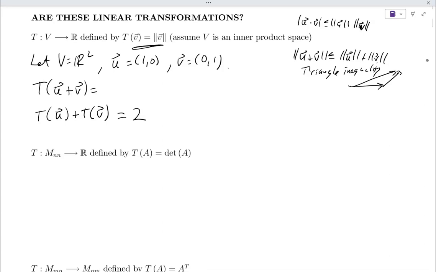The next one says add them together first and then take the magnitude. What do you get for the magnitude of the vector 1, 1? Square root of 2, right? And these two are not equal to each other. So this is not a linear transformation.